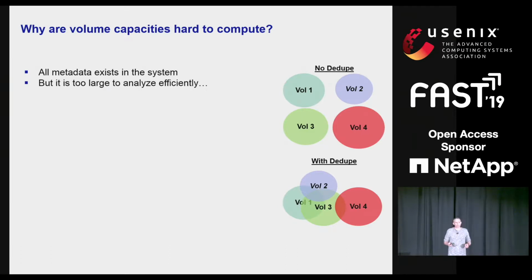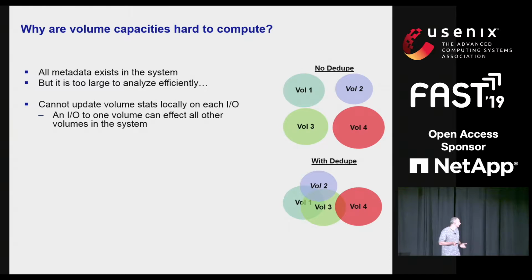That's one problem. But you can try and do all sorts of tricks that are typically done in accounting. For example, one trick which is typically done is every I/O, you just account it to the volume which it belongs to, and update the stat for that volume. But that can't be done here because each I/O can affect all of the volumes in the system potentially.